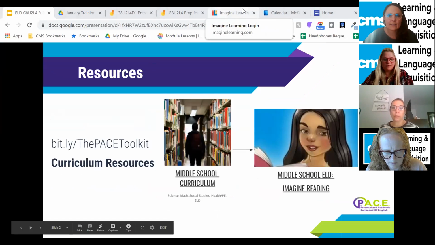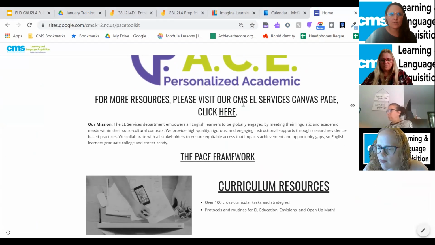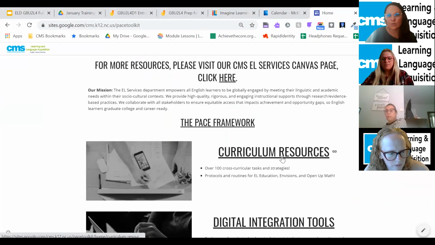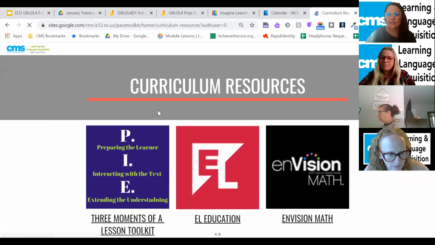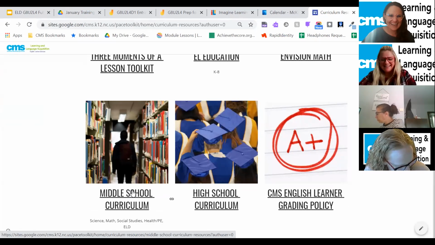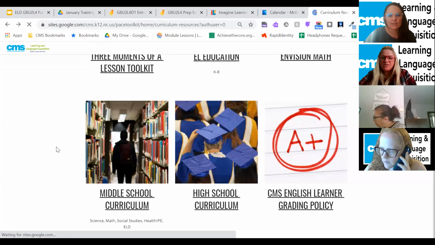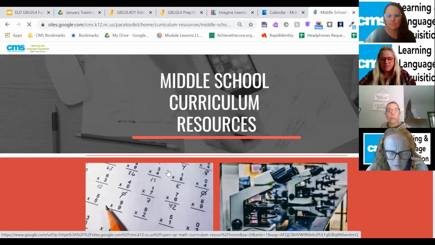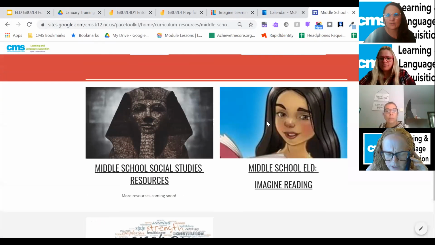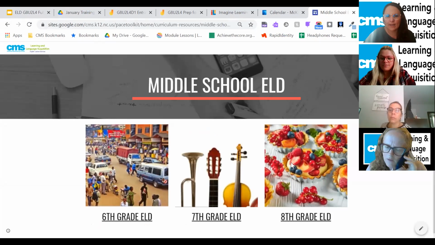I'm going to show you where you can find these materials in the PACE toolkit. They are extra materials just to enhance your Imagine Reading curriculum. So if you were to go into the PACE toolkit and go to curriculum resources, Catherine, I see things coming in the chat, so just let me know if I ever need to stop. Oh, you're good. It's just me. Perfect. Okay. If you click on middle school curriculum, sorry, I ended that a little too fast. Right down here at the bottom, you scroll down and click middle school curriculum, and then scroll down again until you see Imagine Reading here. And then you're going to see 6th, 7th, and 8th grade.